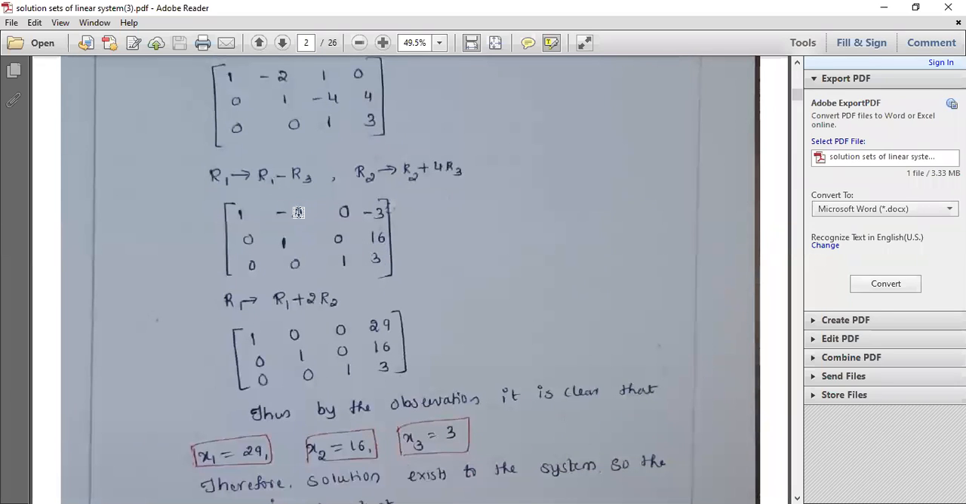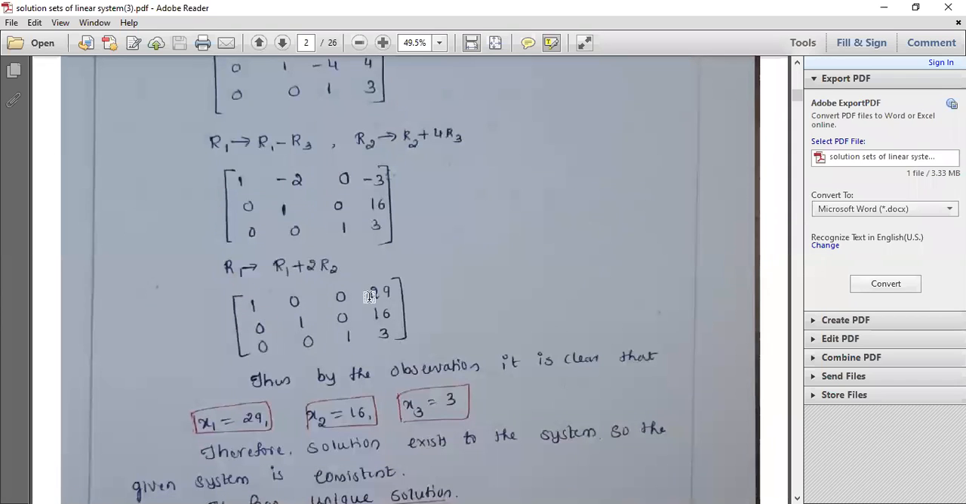Now again, what is remaining? I think this term is remaining. So for eliminating this term, I'm taking the help of R2. So R1 changes to R1 plus 2 times of R2. I'll do this. It is 1, 0, 0, 29, 0, 1, 0, 16, 0, 0, 1, 3. So from this, I'll get x1 from here, x2 from here, and x3 from here. That is x1 is equal to 29, x2 is equal to 16, and x3 is equal to 3. Thus, by the observation, it is clear that x1 is 29, x2 is 16, and x3 is 3.